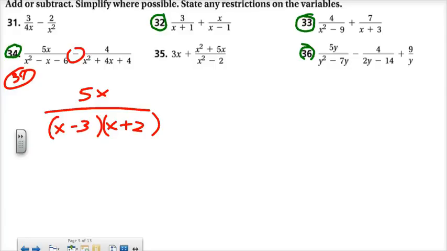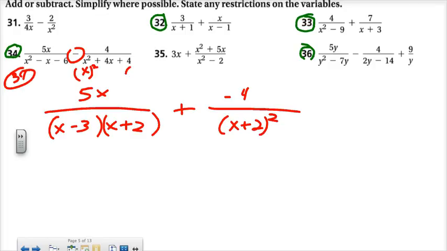Now, I see this as subtraction. Immediately, I'm going to change that to adding a negative. And I need to factor x squared plus 4x plus 4. And I look at that and think, well, no common monomial factors, but that's a perfect square trinomial. That is x plus 2 squared, because x squared and 2 squared would give you 2x, and if you double that, you do get 4x. That is the pattern for a perfect square trinomial.